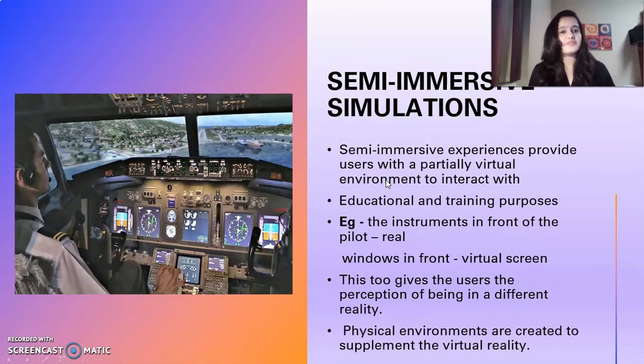Second type is the semi-immersive simulations. Now, these provide the user with a partially virtual environment to interact with. For example, here, if you look at all these instruments in front of the pilot, they are the real ones, but these screens are virtual screens. These are mainly used for educational and training purposes. This type of VR also gives users a perception of being in a different reality. However, to have this type of VR experience, physical environments need to be created, like these cockpits.